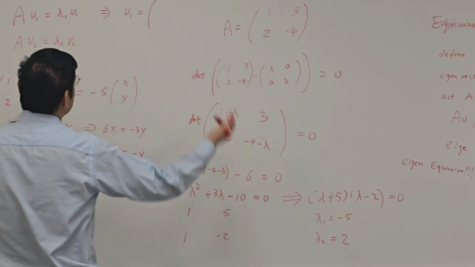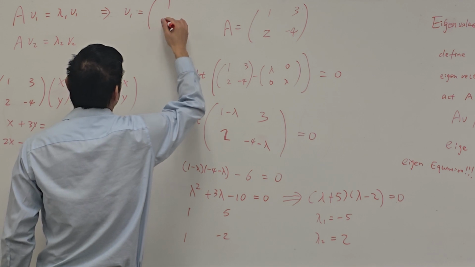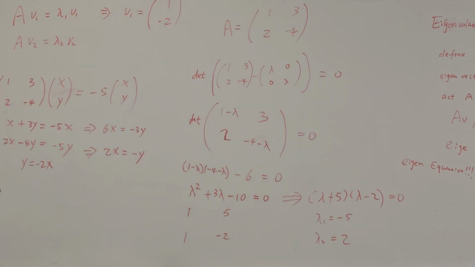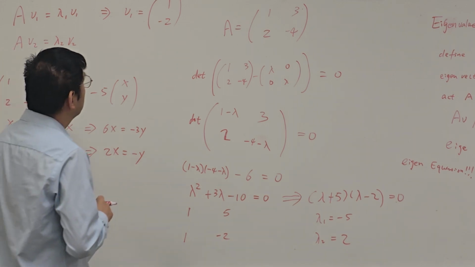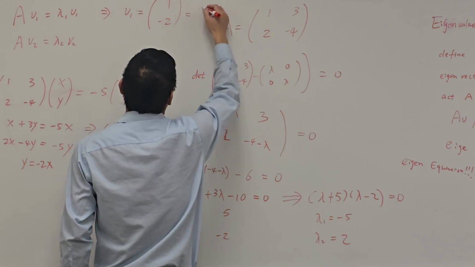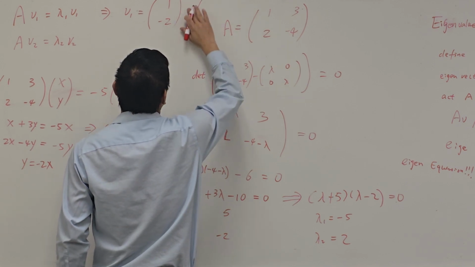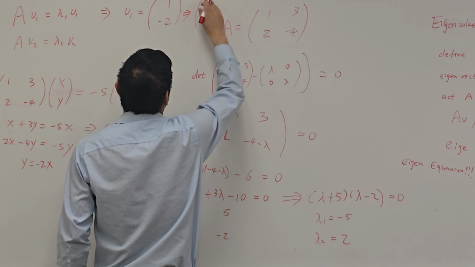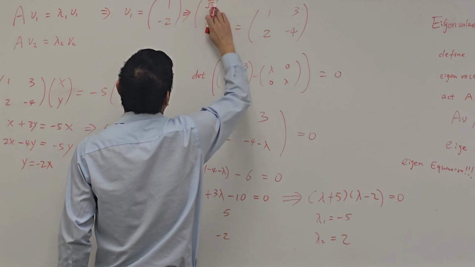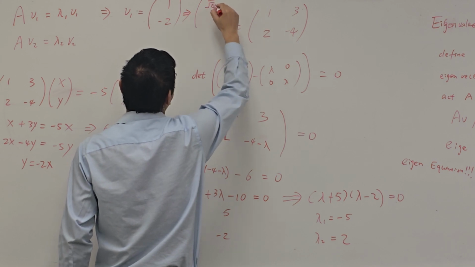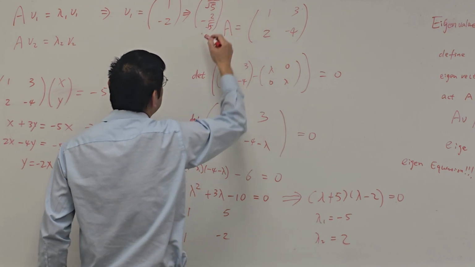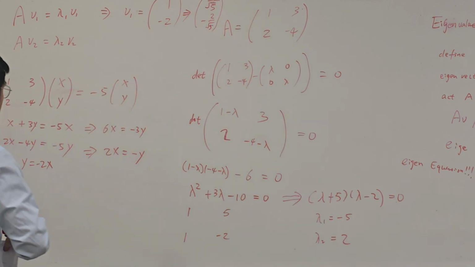So right now you can just choose your x to be 1 and your y to be minus 2. That's it. That's one of the eigenvectors. And if you want to normalize it, you need to multiply everything by 1 over square root of 5. Okay. So let's not talk about normalization yet. So this is lambda 1.